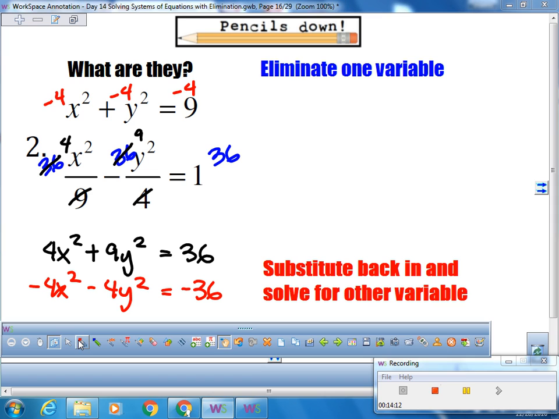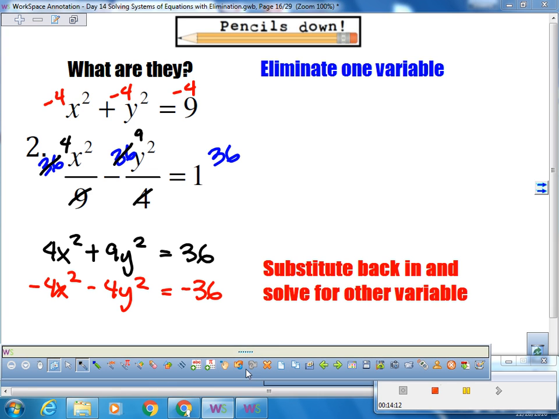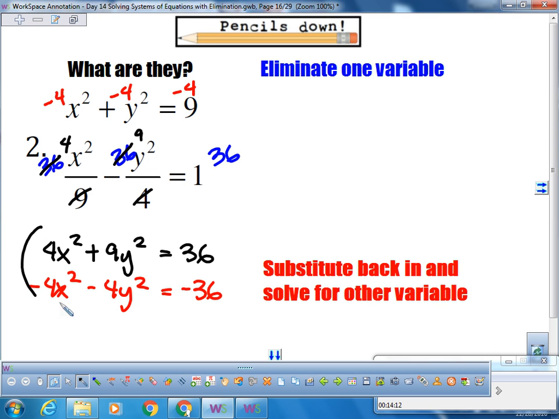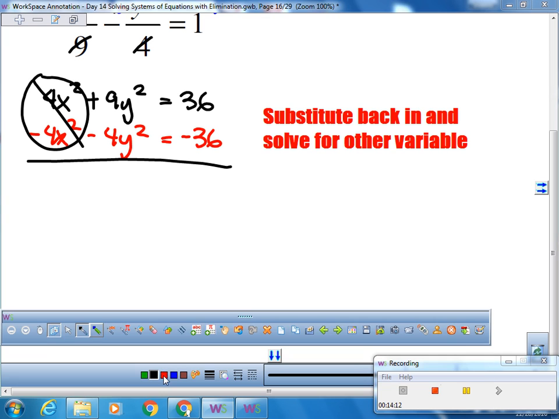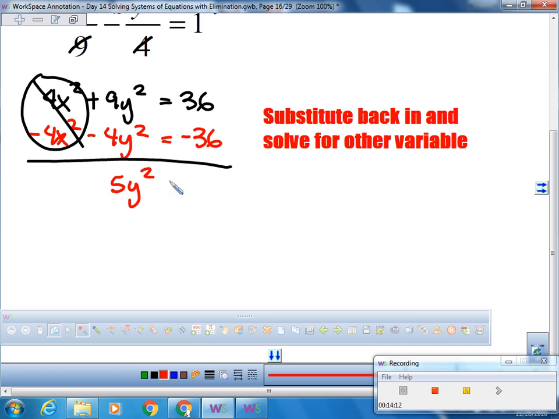All right. So now I'm going to eliminate. This goes away. And I'm left with 9y squared minus 4y squared is 5y squared equals positive 36 and negative 36 is 0. That's why I was going to say this is going to be an easy one, because y would have to be 0.